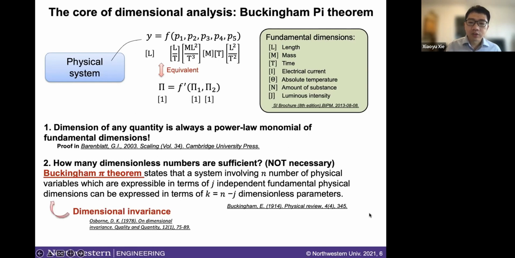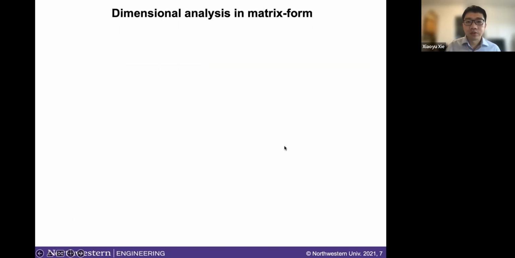This leads to another important fundamental invariance called dimensional invariance. What is dimensional invariance? It states that all physical laws should be independent of the unit system. If we use different unit systems, we should have the same physical laws. There are many ways to do dimensional analysis, and here we use the matrix form to understand it.